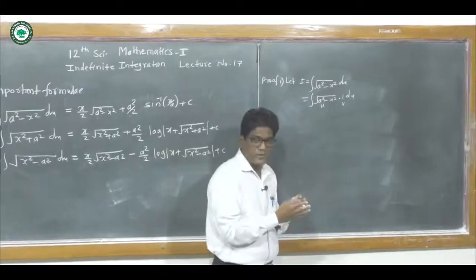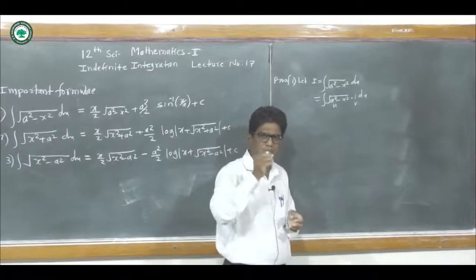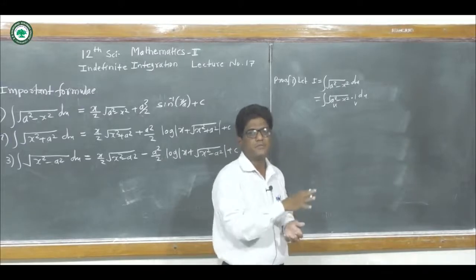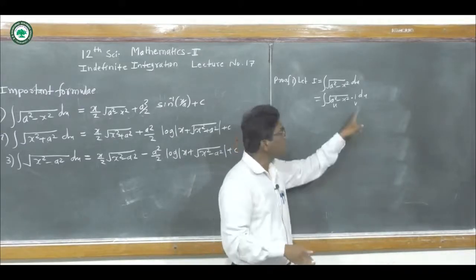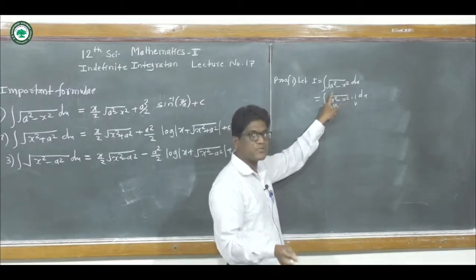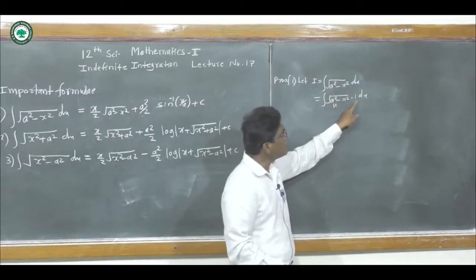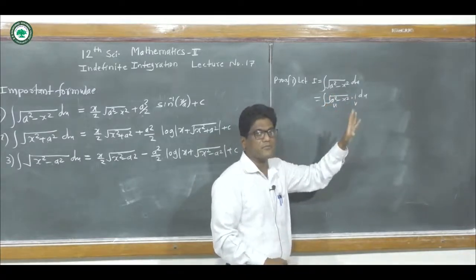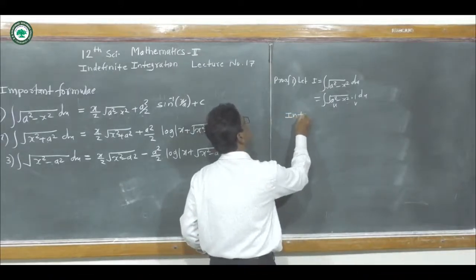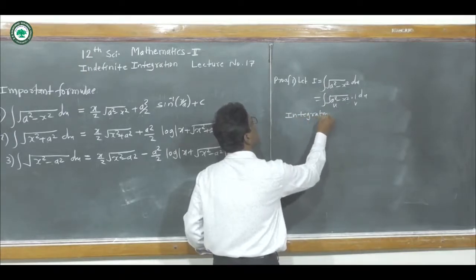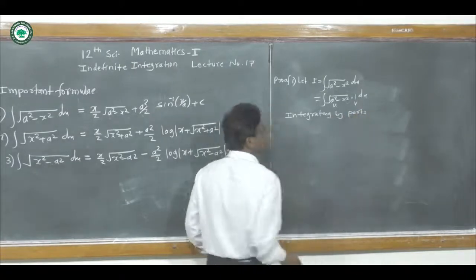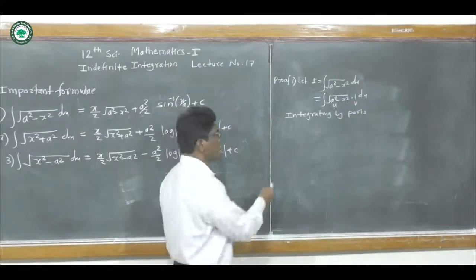Here another concept for the choice of u and v: the function easily differentiated is the u, and the function easily integrated is the v. We can take the derivative of root of a square minus x square easily, so we take it as u, and we can integrate 1 easily, so we take v as 1. Get it? Now integrating by parts. What is integration by parts? Integration of u v dx.